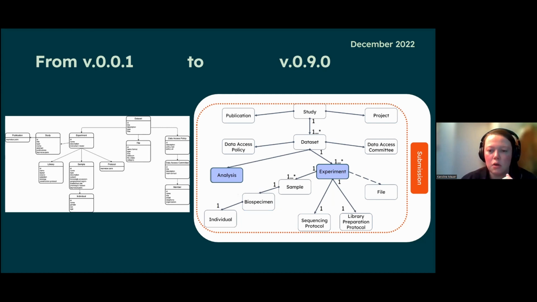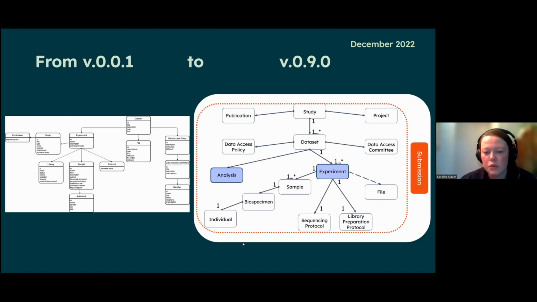One study in turn captures one or more data sets. One data set captures one or more experiments. Each experiment captures exactly one protocol and one library preparation protocol. And within the experiment, we have one or more samples, and each sample is tied to exactly one individual.